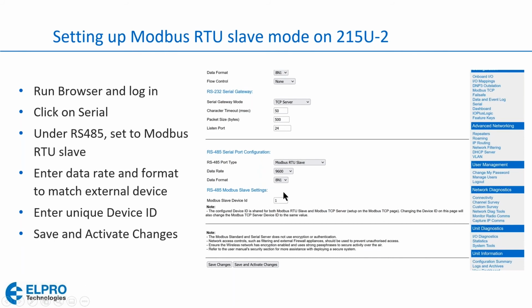Lastly, we set the Modbus slave device ID. And after we've done that, we just head down here and we click Save and Activate Changes. And presto, this device is set up for Modbus RTU slave on its RS-485 port.